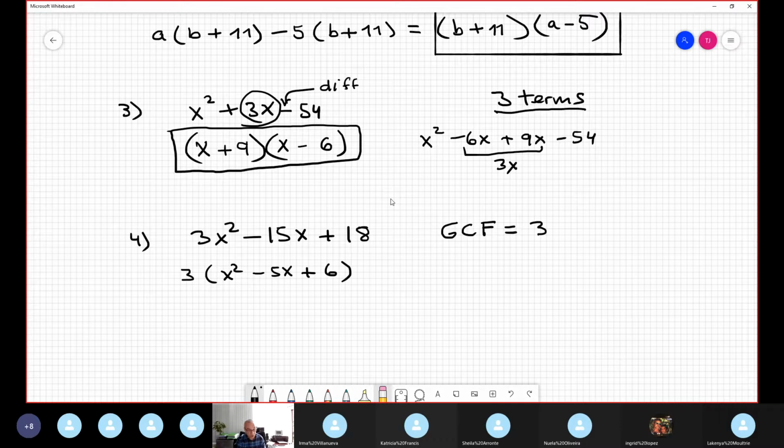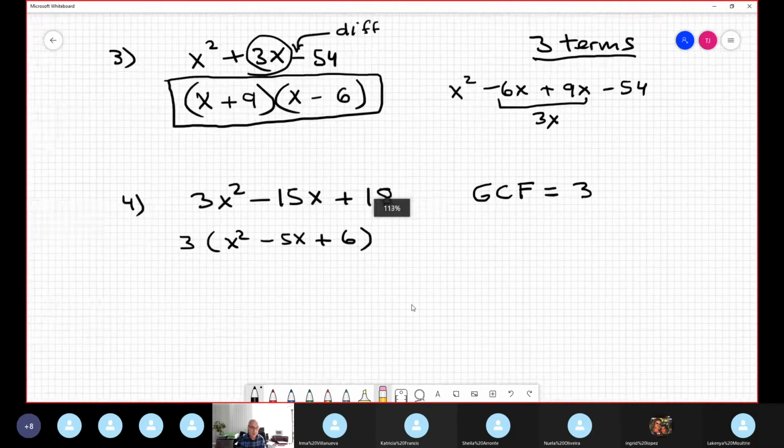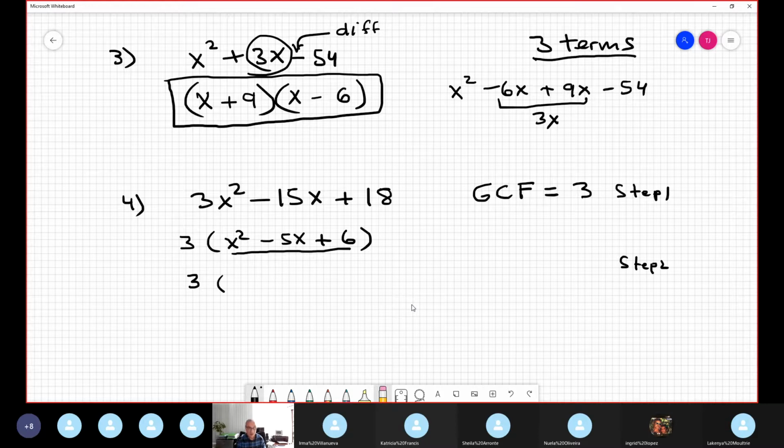Now I focus on the trinomial part. This trinomial is regular, not complicated. I continue to bring down this 3. It was the answer for the GCF that we did before. Two steps. Step 1, greatest common factor when it's possible. And step 2, a factorization of the trinomial. What kind of trinomial? Regular. For the regular, you open two parentheses, x and x.